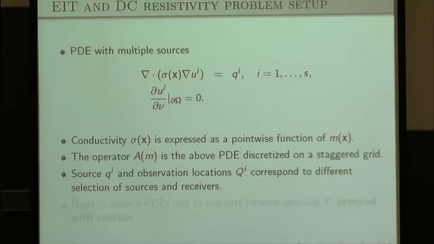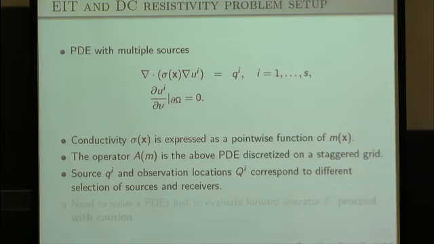The PDE, as we all know, is the mother of all problems, as it was called by Joel Dandy many years ago. Div sigma grad of ui is equal to qi, with Neumann boundary conditions. This sigma of x, the conductivity, is going to be expressed as a pointwise function of m of x, and we will say what m of x is in a moment. And A of m is a discretization of this PDE.